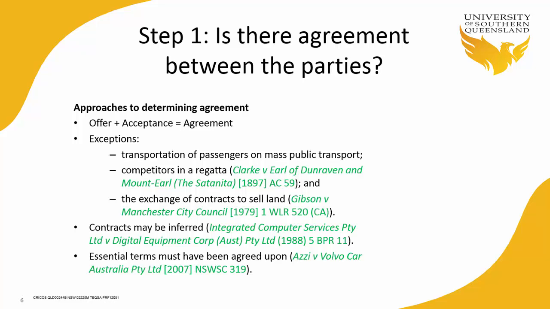And examples of that are given to you in the Clark and Earl of Dunraven and Mount Earl, the Satania, again on page 209, and the Raguse and Sullivan case that's discussed further in the textbook beyond page 209.